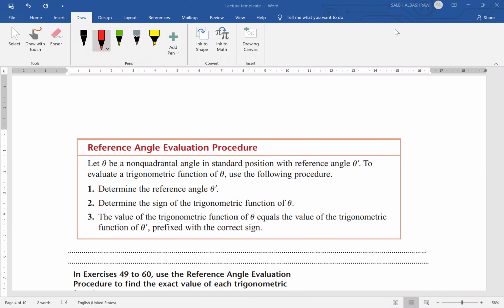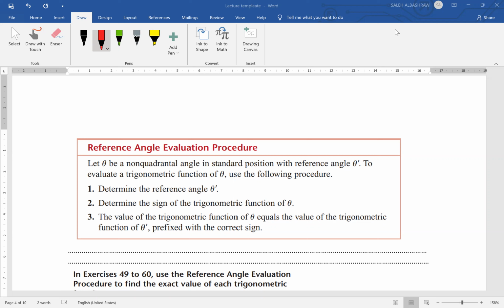The last part, we spoke about the reference angle for a given theta. And we say that we have four cases. Either theta is in the first quadrant, in which case theta equals theta prime, the reference angle. If theta is given to be in the second quadrant, then the reference angle is equal to 180 minus theta. And if theta is in the third quadrant, then the reference angle theta prime equals theta minus 180. And if theta is in the fourth quadrant, then it is 360 minus theta.